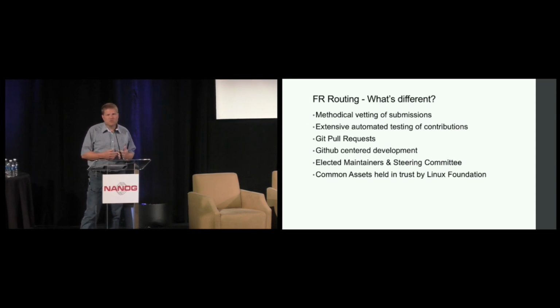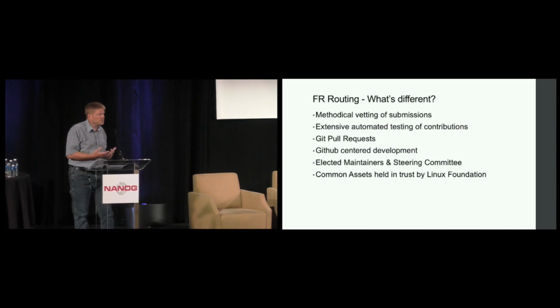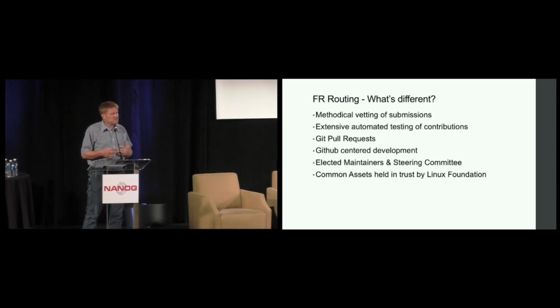The way the process works is the maintainer who allows the code or commits the code from a pull request, this is all Git-based, cannot be from the same organization that actually did the pull request or wrote the code. There's a lot of rules around making sure different companies and different organizations are working in it. So there's a maintainer and steering committee. I'm a maintainer and also on the steering committee for free-range routing. The common assets are held in trust by the Linux Foundation as well, like the logos and things like that.